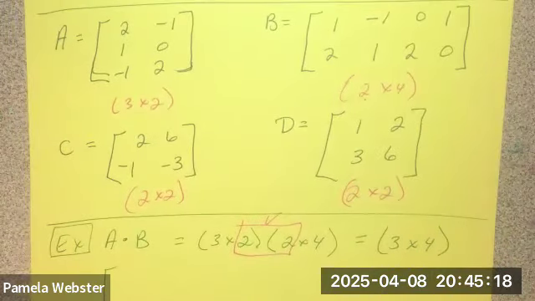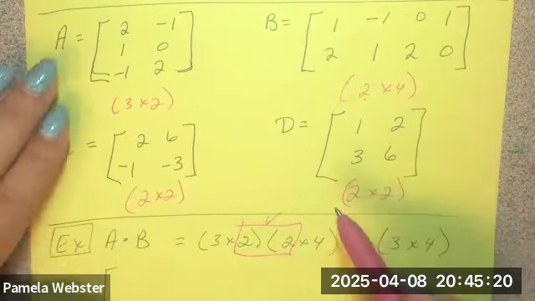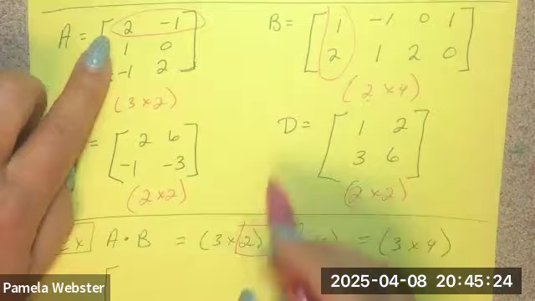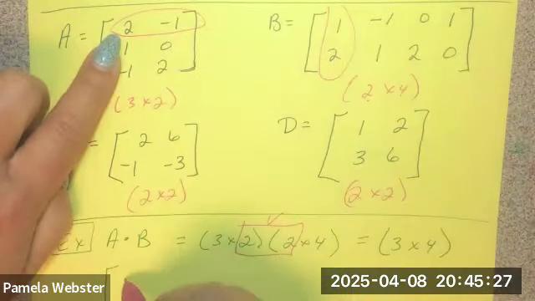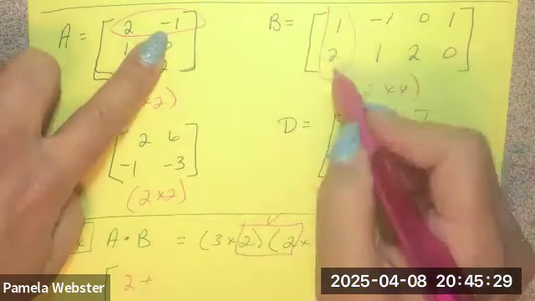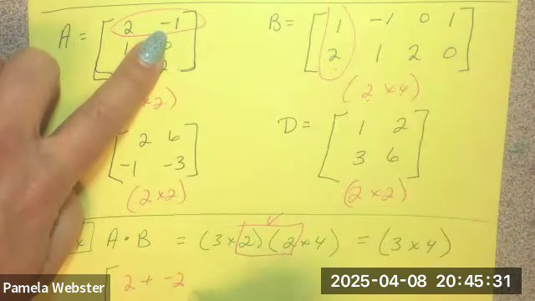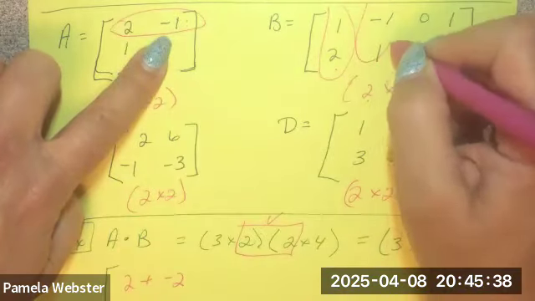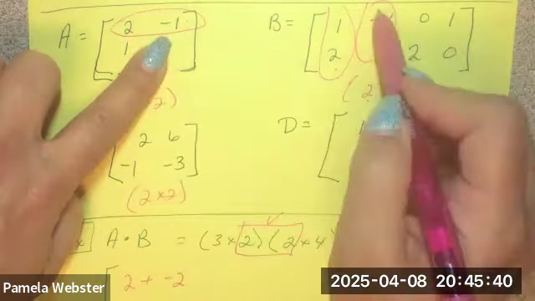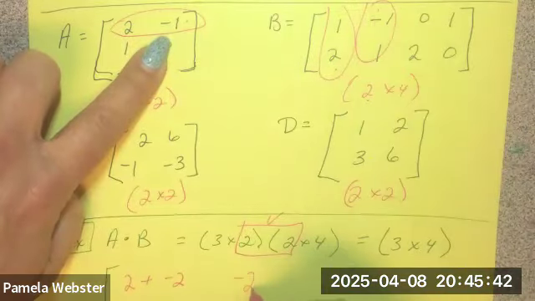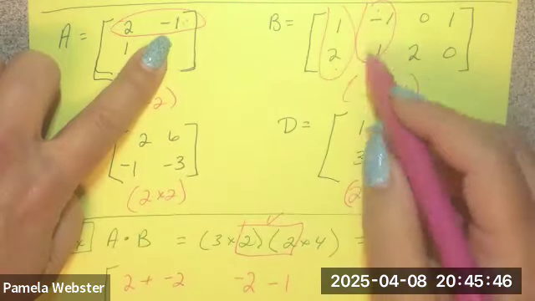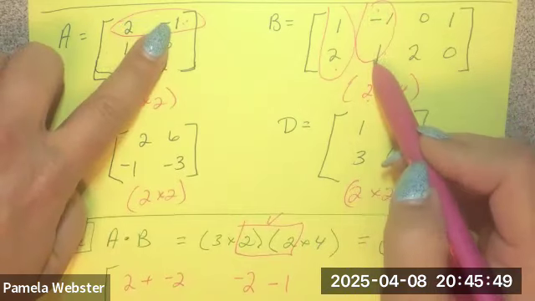Okay, so how do I do A times B? I'm going to do first row times first column, right? 2 times 1, that's a 2, plus -1 times 2, that's a -2. That goes in the first row, first column. Let's keep going. First row, second column. 2 times -1, that's a -2. -1 times 1, that's a -1. That goes in the first row, second column.